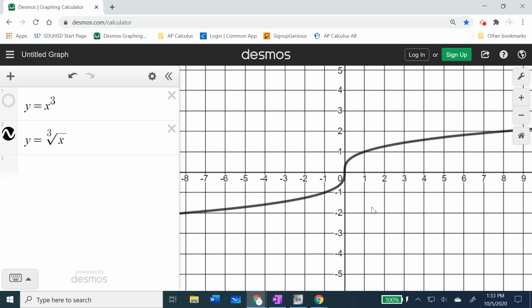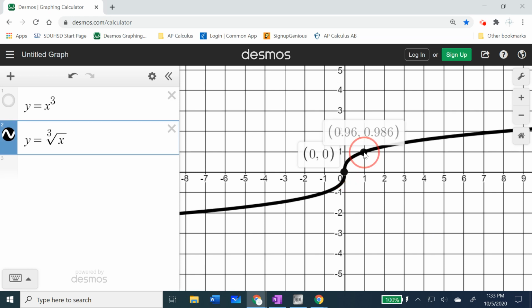And I'm going to ask you to always plot 3 points. Those 3 points are 0, 0, 1, 1, and -1, -1. Those are a very important trio. So if it is cubed, it is this way, but if it's cube rooted, it is that way. So it's a sideways x cubed, which you would expect.